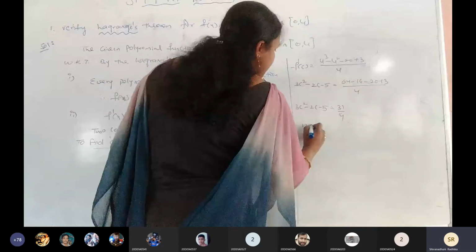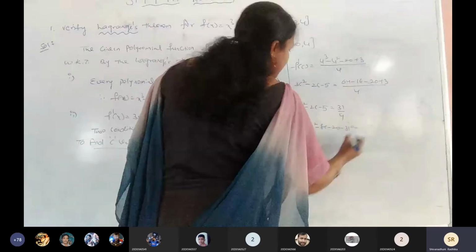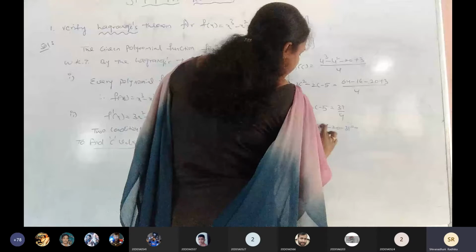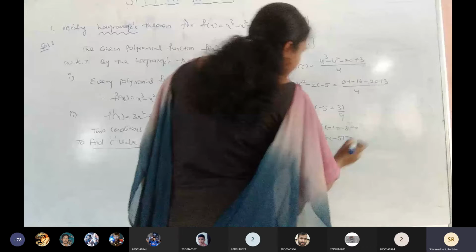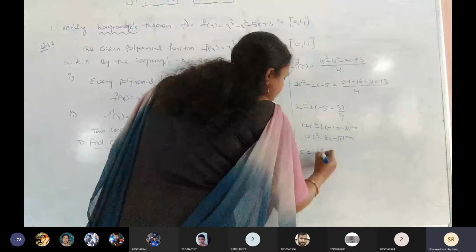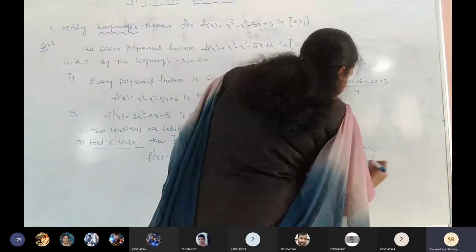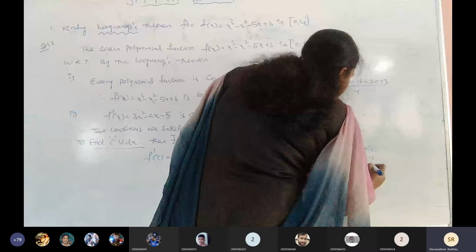12c square minus 8c minus 20 minus 31 equals 0, that is 12c square minus 8c minus 51 equals 0. Use the formula c equals minus b plus or minus under root of b square minus 4ac by 2a, where a equals 12, b equals minus 8 and the constant is minus 51. Now substitute those three values in the given formula.